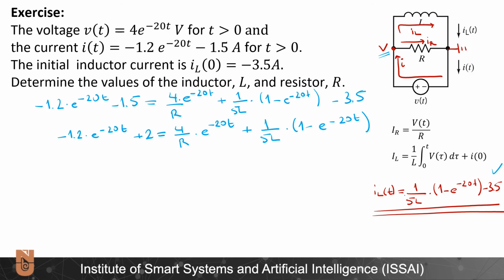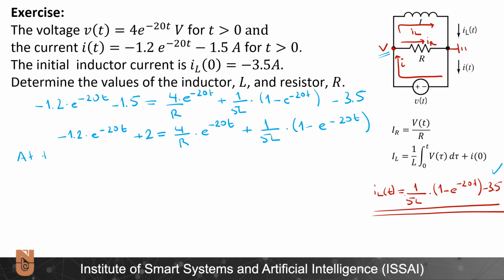Now this looks rather intimidating and it appears as if we have a single equation but two unknowns. The unknowns are R and L. However, here is the trick. In these type of circumstances, it is always useful to evaluate the system at extreme conditions. Namely, at t is equal to 0 and when t goes to infinity.